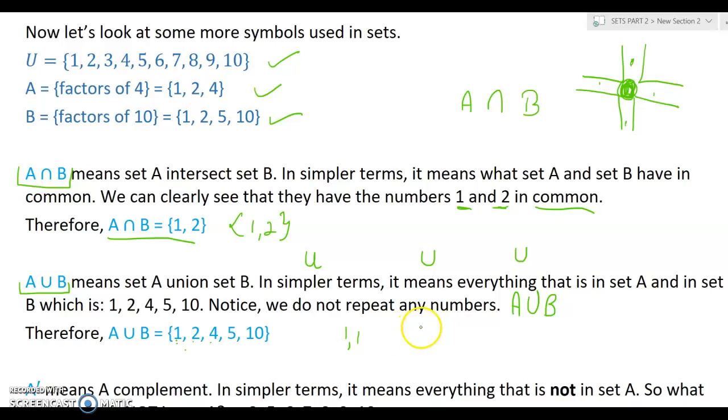So yes, we just write A union B. In set A and set B, we have 1. In set A and set B, we have 2. We have 4 in set A, then we have 5 in set B, and then 10 in set B.